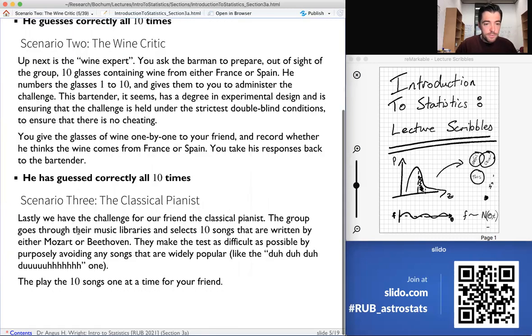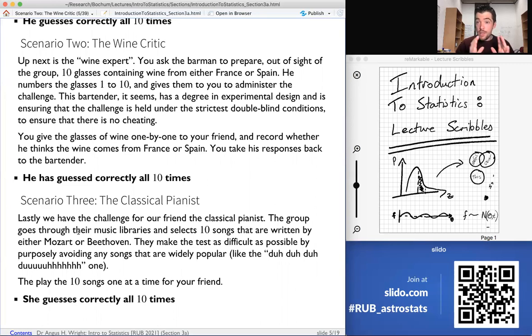The final scenario is the classical pianist. Now, we wanted to make this a little bit of a challenge. And so what we do is we go through everyone's phones, music playlists at the table, and we pick out 10 songs that are written by either Mozart or Beethoven. And we intentionally make this difficult by not picking the really, really popular ones, like the da, da, da, da, right? We pick the ones that are quite difficult. We play 10 songs for our friend, and she correctly identifies all of the composers in each of the 10 outcomes.